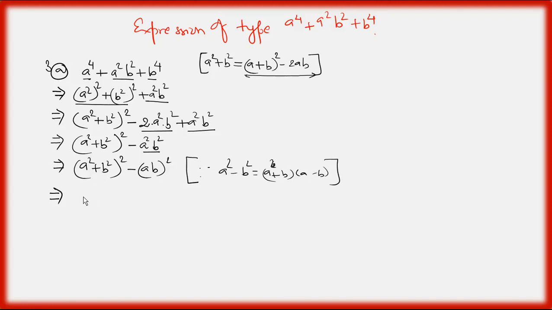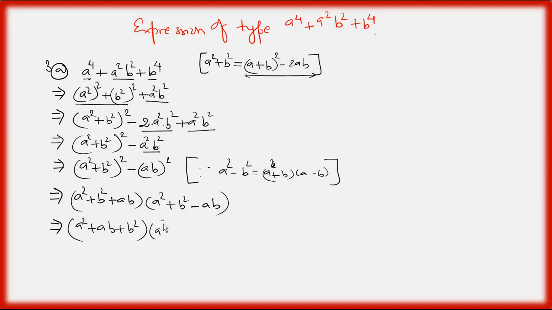So we get a square plus b square plus ab, and here a square plus b square minus ab. Now finally we have to arrange these terms, dear students: that is a square plus ab plus b square, and a square minus ab plus b square. This is the final solution for this pattern or for this question.